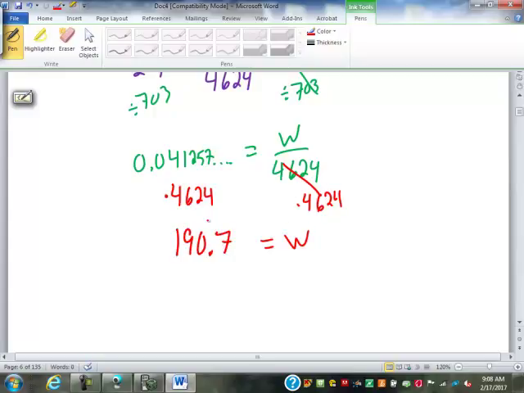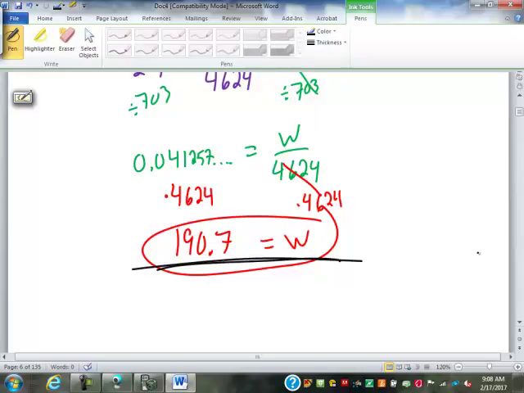I'm going to round to 190.7. It was 190.74, so I'm going to round it to 190.7. Must be the weight of that patient. Any questions? Okay.